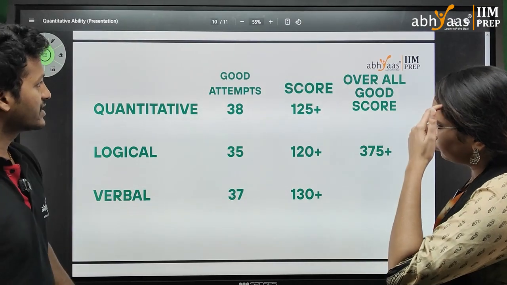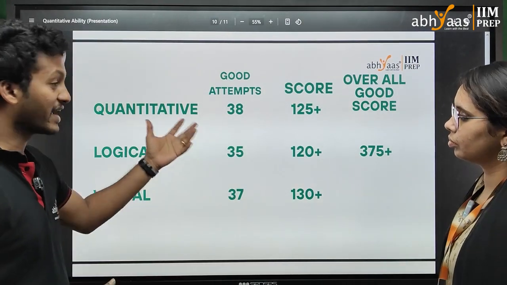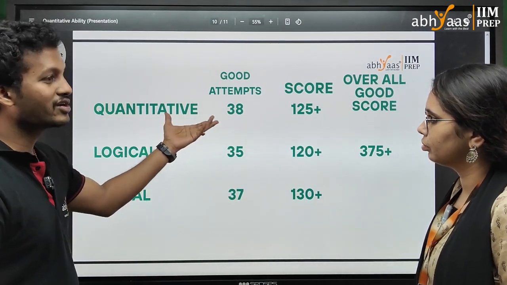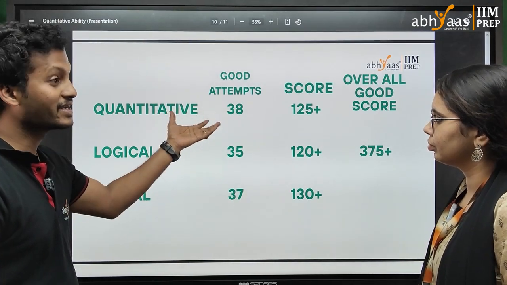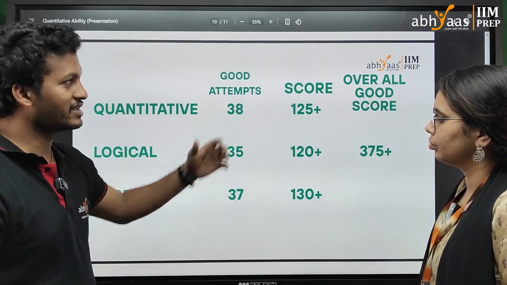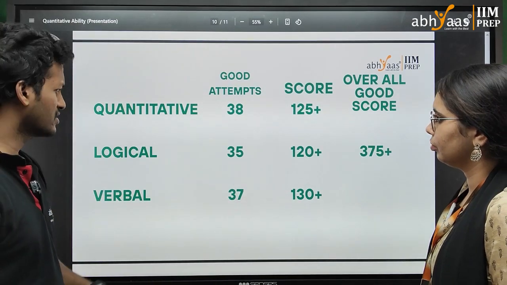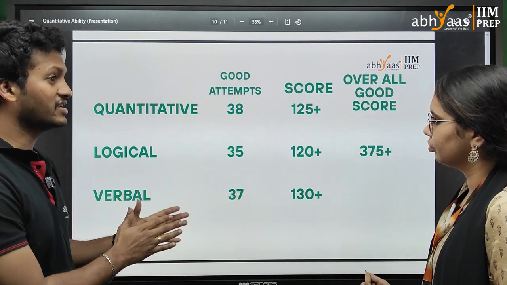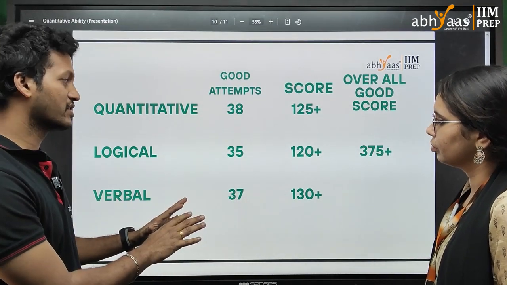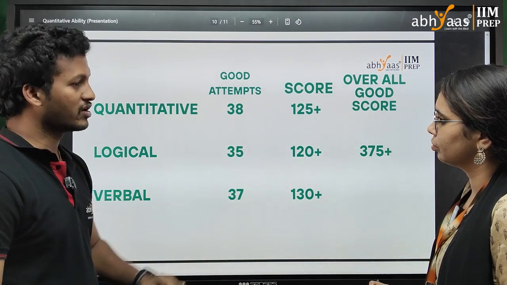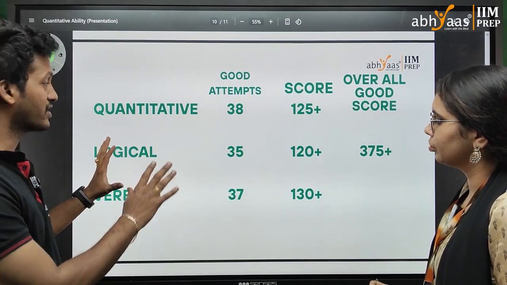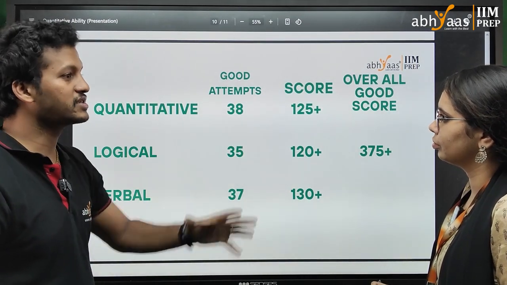In quant, if a person has 90% accuracy, quantitative can be a cakewalk for them. With 38 questions at 90% accuracy, they can easily score 125 plus. Coming to logical, 35 questions will be very easy for everyone. For them, scoring 120 plus in quantitative and logical with 90% accuracy is very easy.